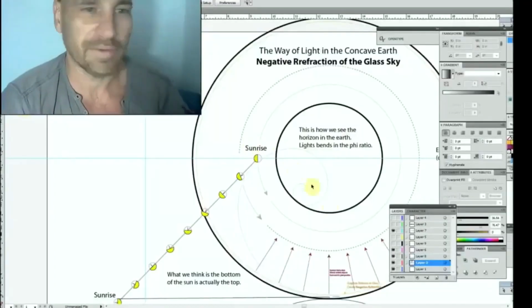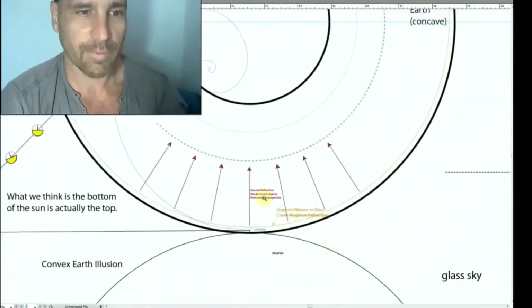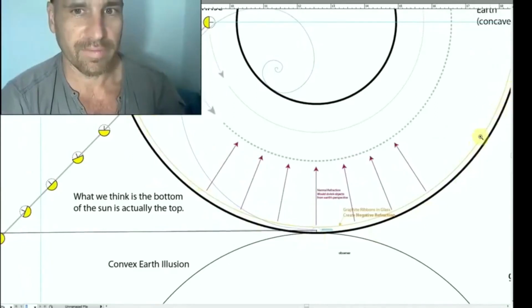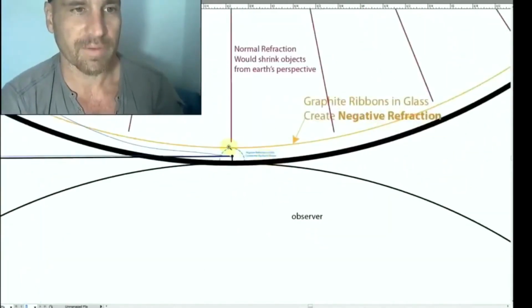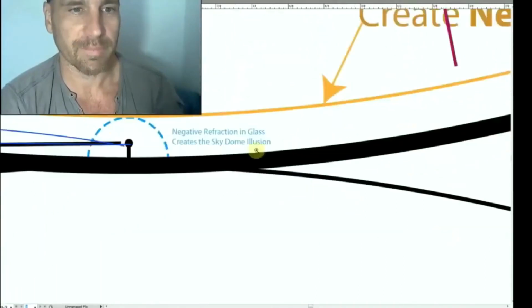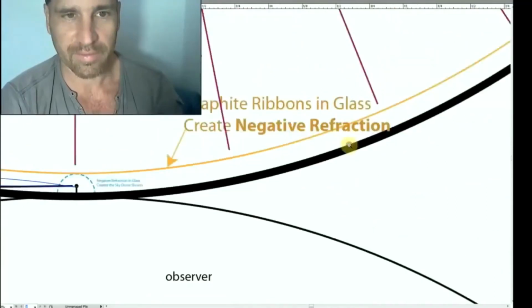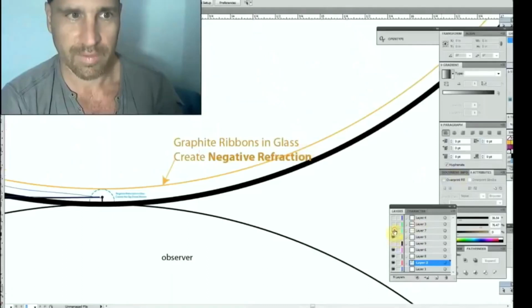So I can just go into Illustrator here. I'll show you really quick. I just made this graphic really quick. Here is the concave Earth, and you're standing on the inside surface. Okay, this thick black line is the surface of the Earth. And if I zoom in real close here, I've got an observer here, and this yellow line is the glass sky. Now, let me get the right layer here for you.